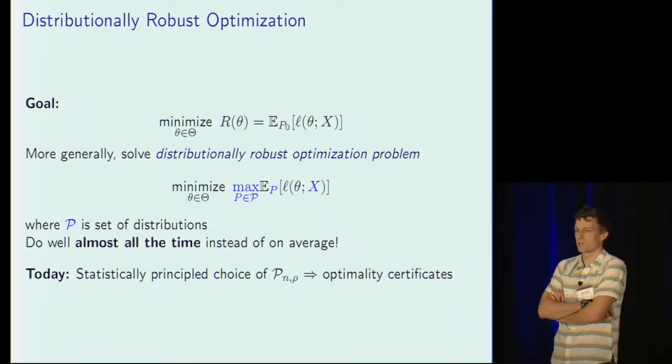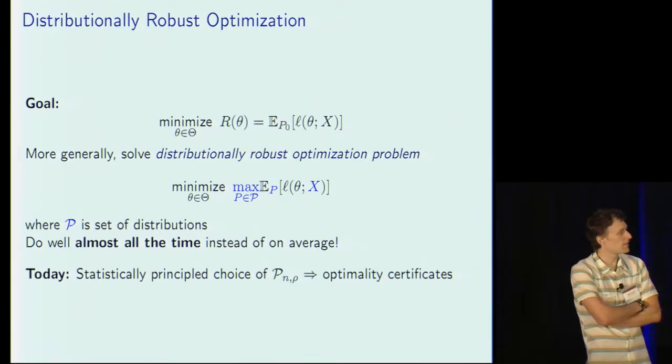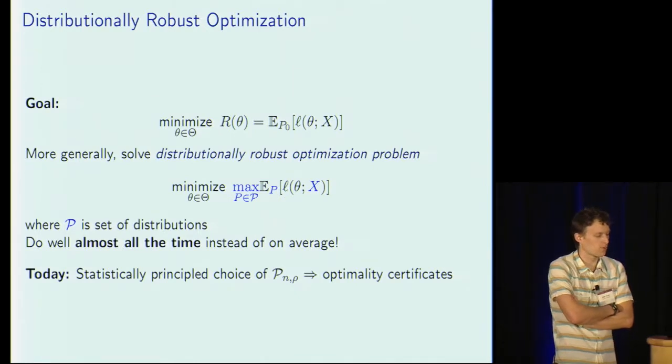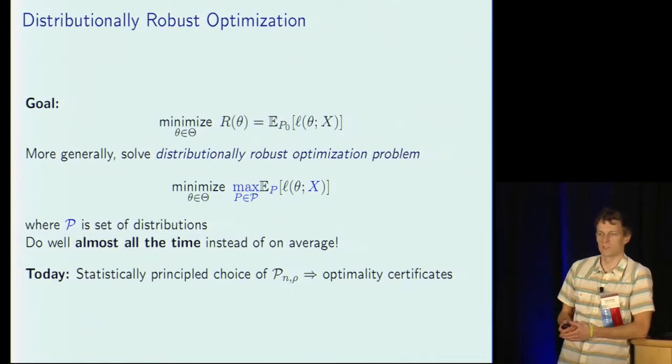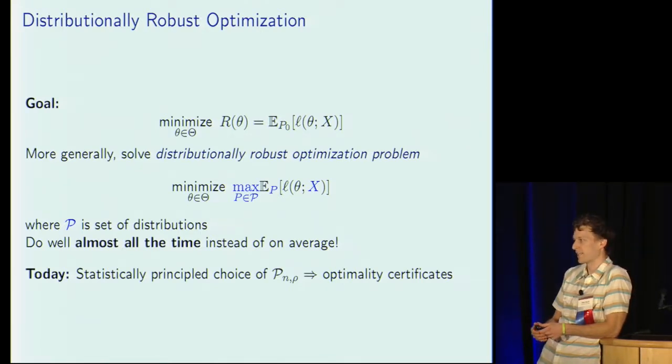I'm going to give you some set script P of distributions. You don't know which it is. You'll get data from one of them. Try to minimize the worst possible performance across all of these distributions near where you're collecting data. So don't just do well on the data you're getting, but do well on all possible data sets nearby.